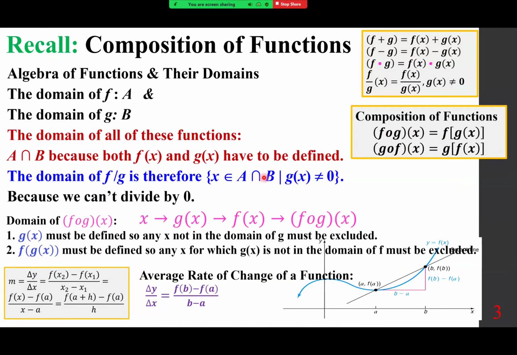And as far as the domain is concerned, g of x must be defined. So any x not in the domain of g must be excluded. F of g of x must be defined as well. So any x for which g of x is not in the domain of f must be excluded. In short, you look at the domain of g of x, and anything that makes f of g of x undefined is also excluded.